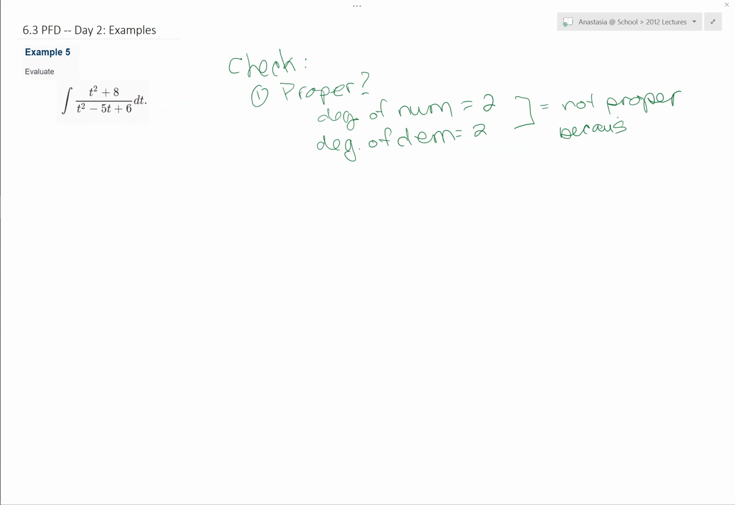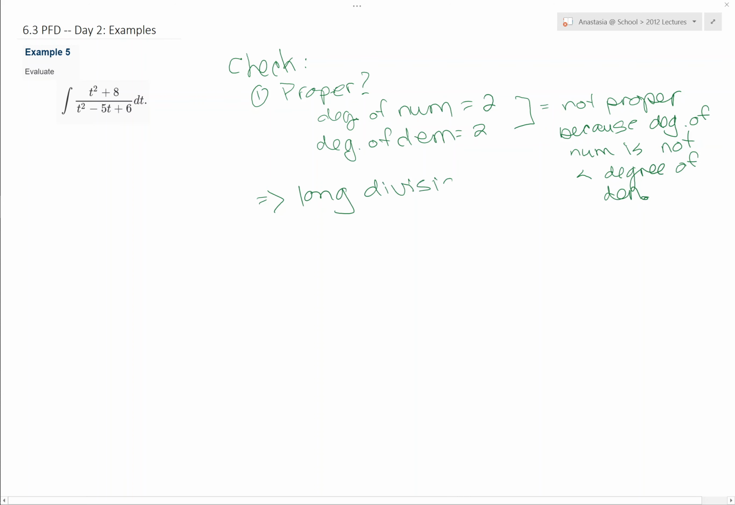because the degree of the numerator is not strictly less than the degree of the denominator. Okay, so if it is not proper, this means we need to use long division. So we are going to take t squared minus 5t plus 6, which is our denominator, and we're going to divide it into t squared plus 8.